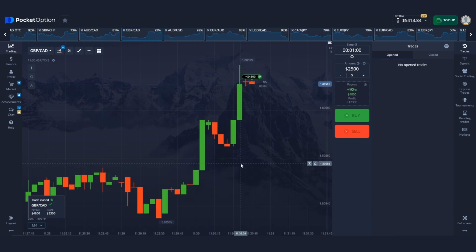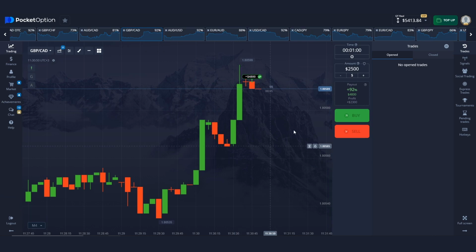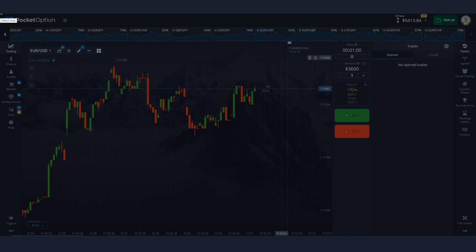Excellent impulse, which brings me $2,300. As you can see already, from $400 I made $5,400, and the next deal I propose to open already for $3,600. One more very important point.